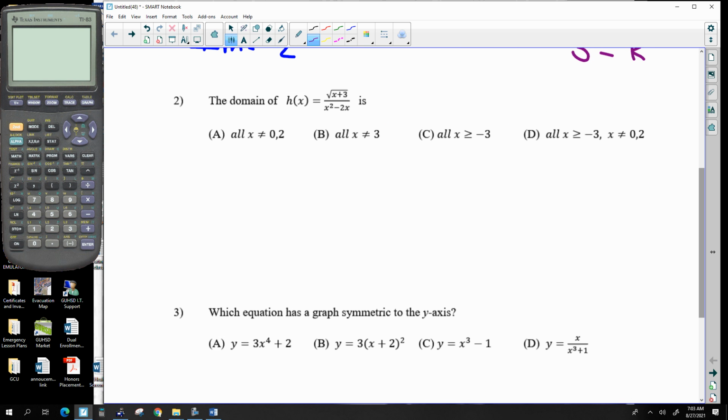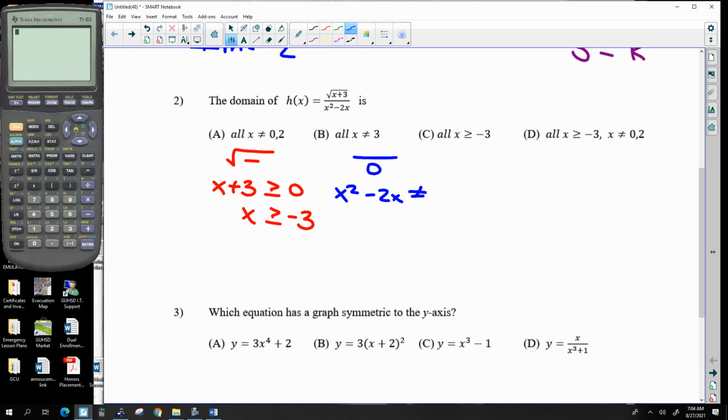All right, find the domain. So any illegal x's. The first thing that I look at is that numerator. I can't have a square root of a negative. So that implies that the x plus 3 has to be greater than or equal to 0. If that's the case, x has to be greater than or equal to -3. Another thing I cannot have is bottom zeros. So that means x squared minus 2x cannot be equal to 0. So I factor out an x, and that implies that x cannot be equal to 0 nor +2.